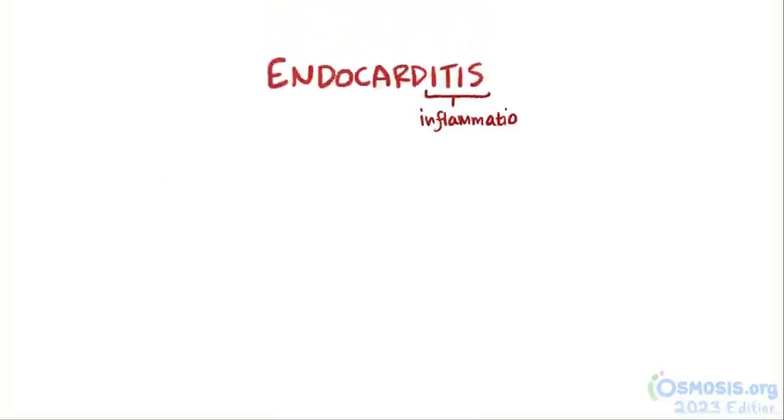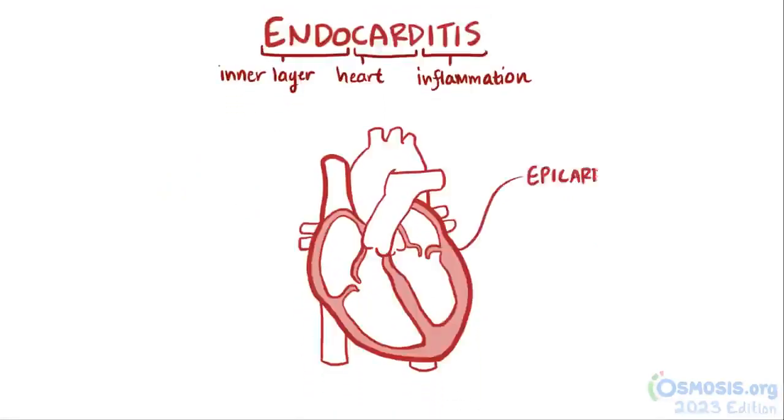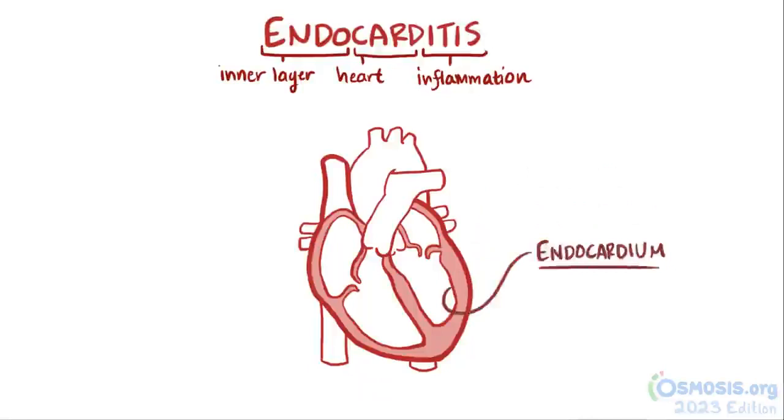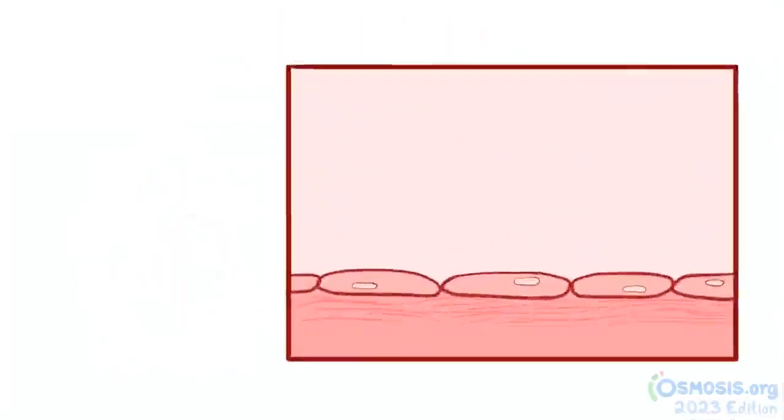Endocarditis means inflammation of the inner layer of the heart. The heart's wall is made up of 3 layers, the epicardium being the outermost layer, then the myocardium, and then the endocardium, which is the layer that gets inflamed. It turns out that most cases of endocarditis are due to a microbial infection of the endocardium. Any area of the heart that's exposed to turbulent blood flow, like a narrowed cardiac valve or a septal defect, could be affected by endocarditis.